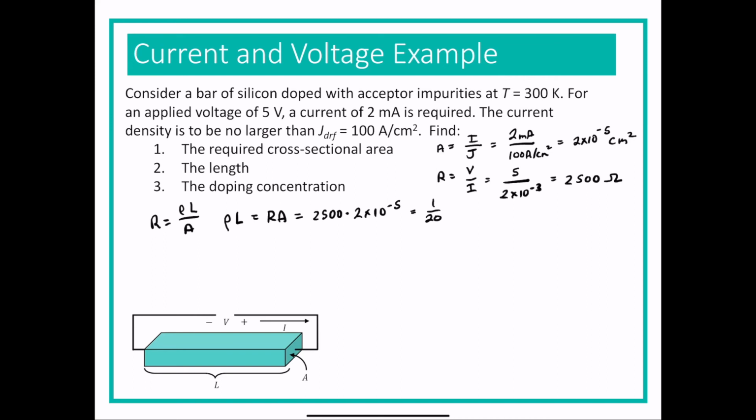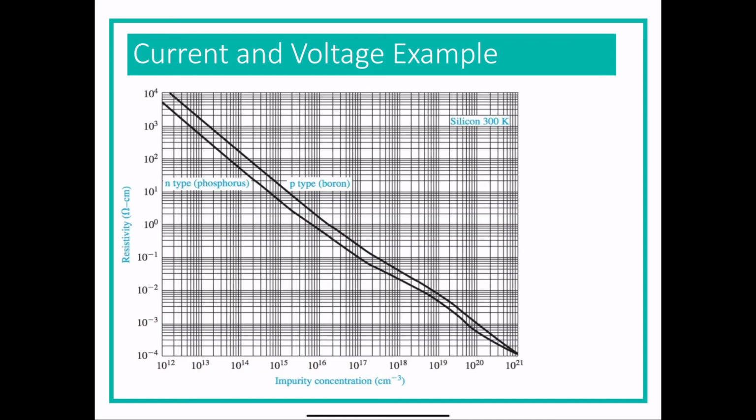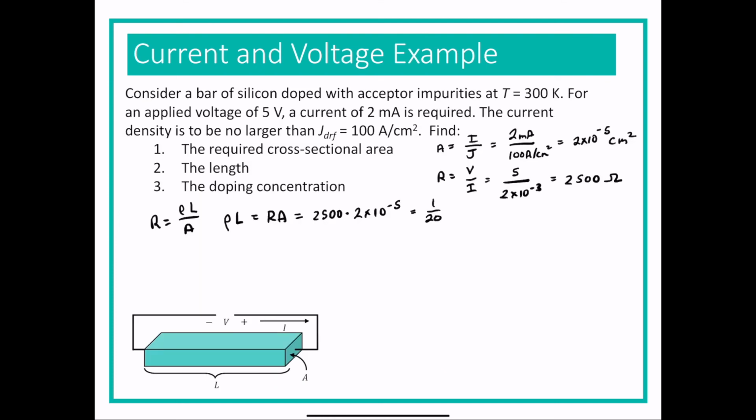Now, this is the part that makes engineers nervous. So we don't know the length, and we don't know the doping concentration either. But there is actually a graph that we can use. It's kind of a trade-off graph. We can guess, and I'm going to go backwards for just a second here. There's a trade-off between what we guess and what we end up with.